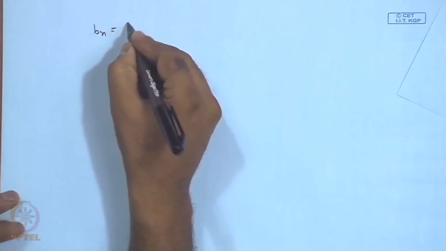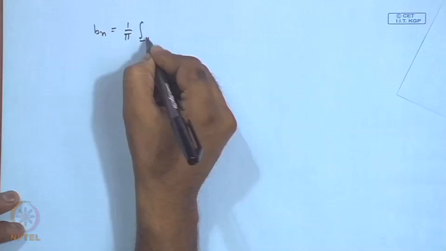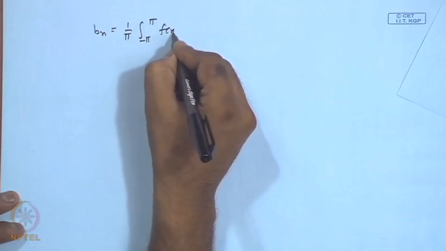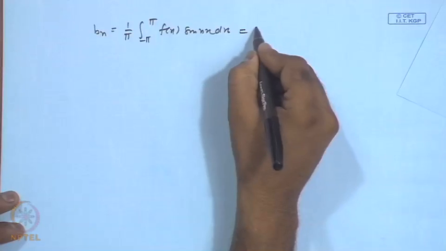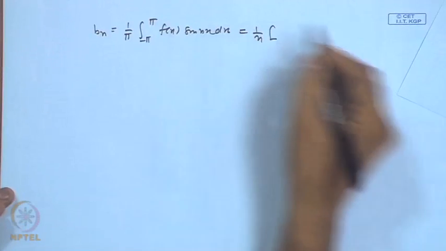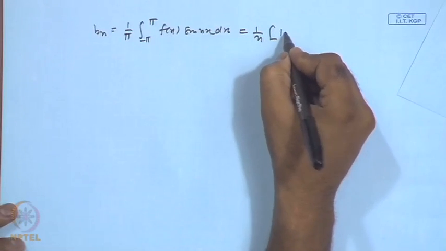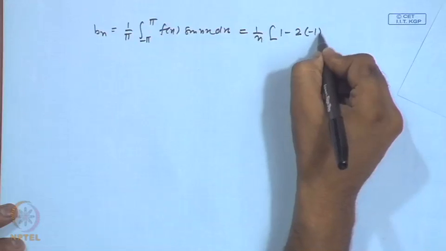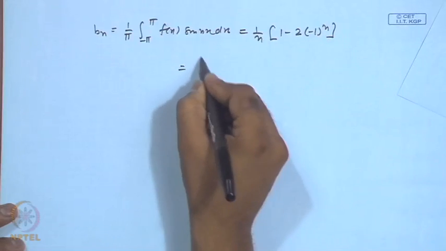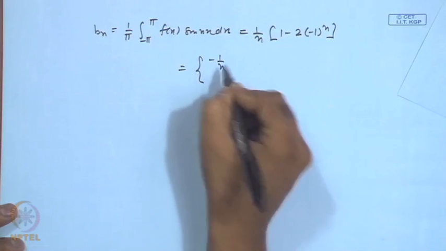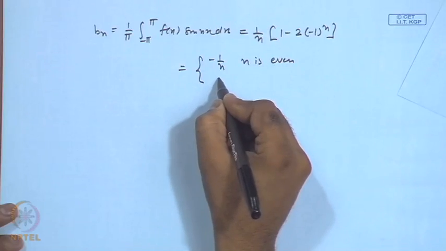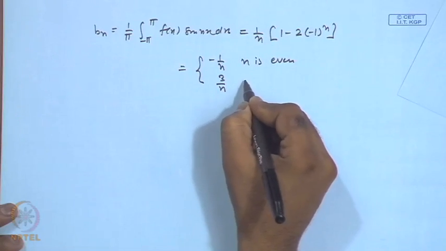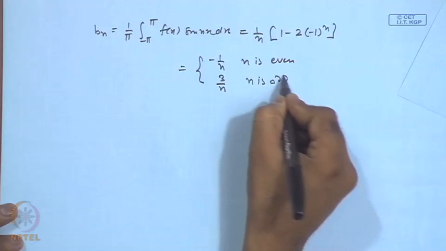So, similarly, we can get this b n, which is 1 over pi, integral from minus pi to pi of f x sin n x dx. This is 1 over n, and I skip all these calculations. So, we will get 2 and minus 1 over n. So, in this case we have minus 1 over n when n is even, and 3 over n if n is odd.